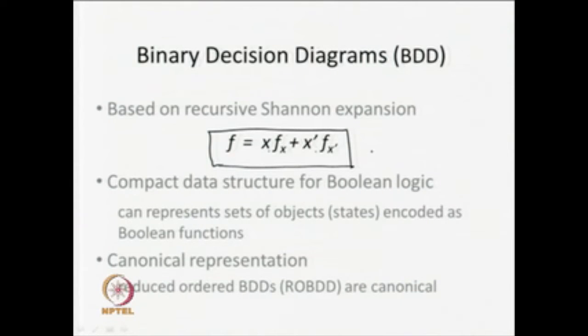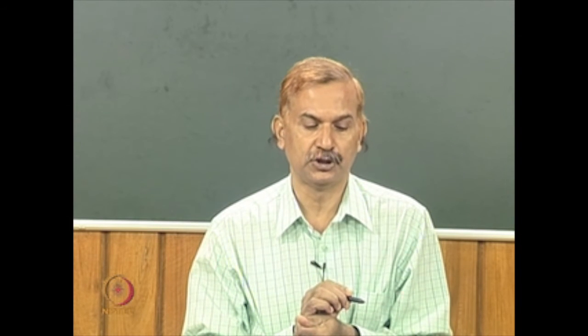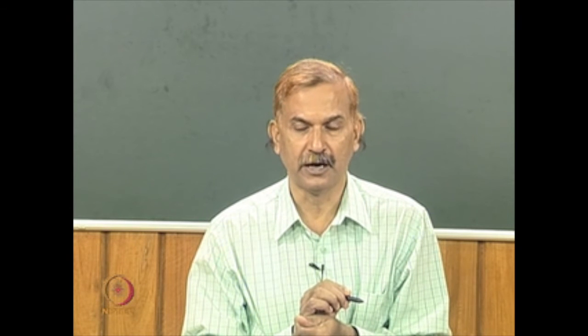What is BDD? It is a compact data structure for Boolean logic. Eventually we will find that it is a compact way of representing our Boolean logic or Boolean function. On the other hand, we can represent our state space also with the help of BDDs, because state space can be represented with a combination of Boolean functions. One more advantage of BDD is that it is a canonical representation. Reduced ordered BDDs are canonical in form.